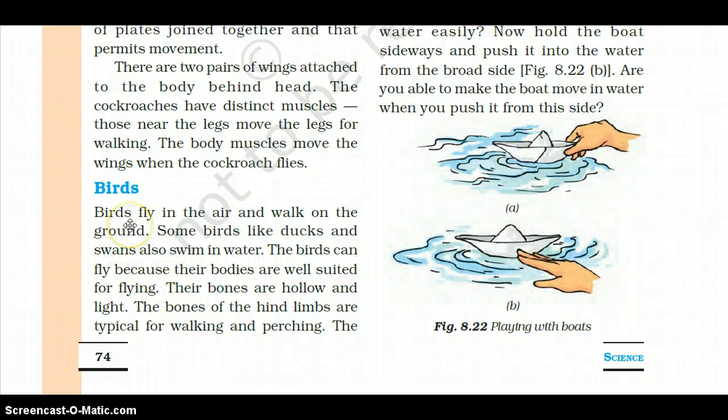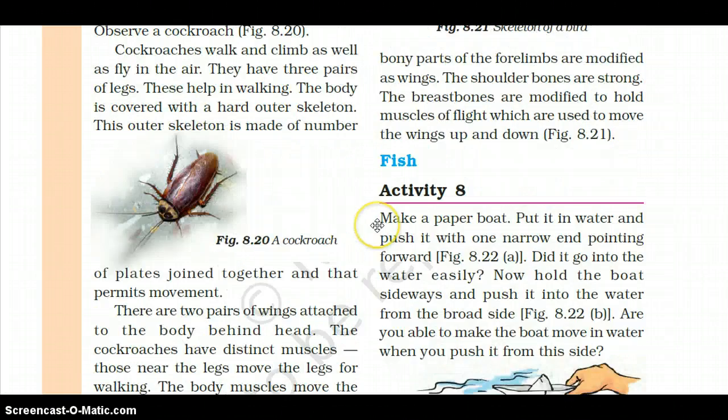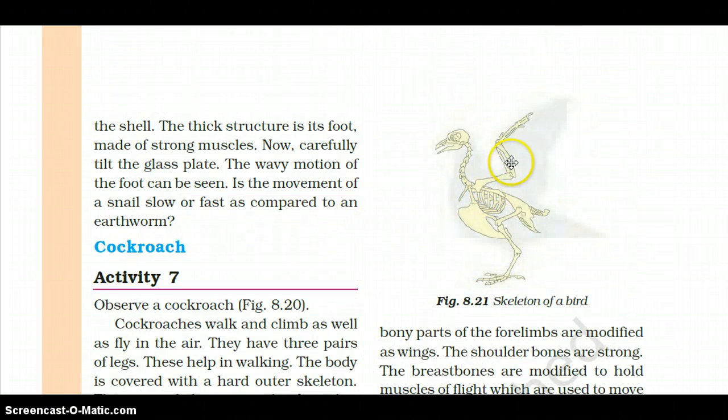The birds have hollow and light bones which make their body light. Secondly, the forelimb bones are modified into wings, and the bones of the hind limbs are used for walking and perching. They have very strong breast bones and breast muscles, which are attached to the forelimbs. Here, this is the forelimb, which is modified into wing, and these bones are attached to breast muscles, and they are very strong.